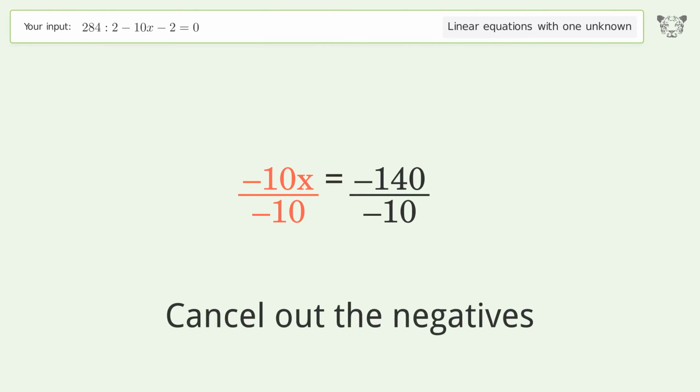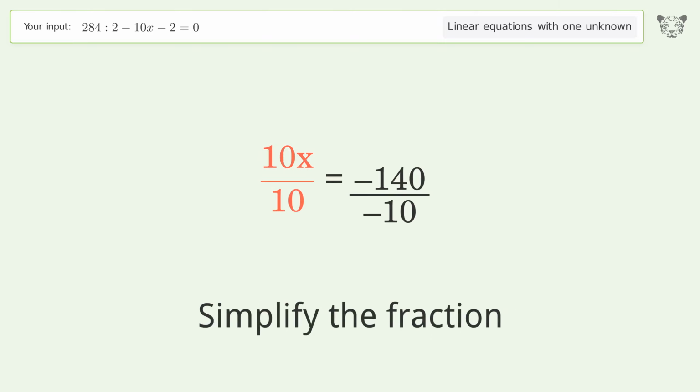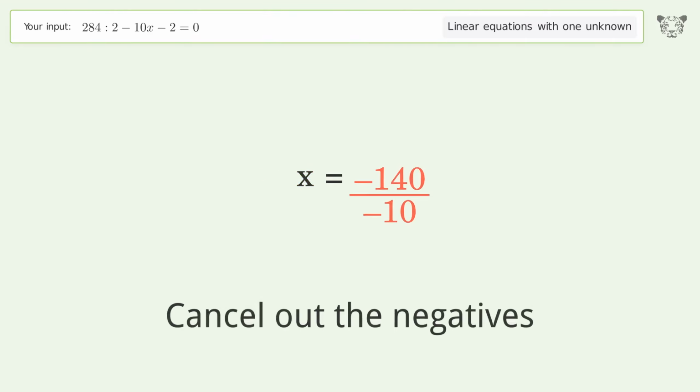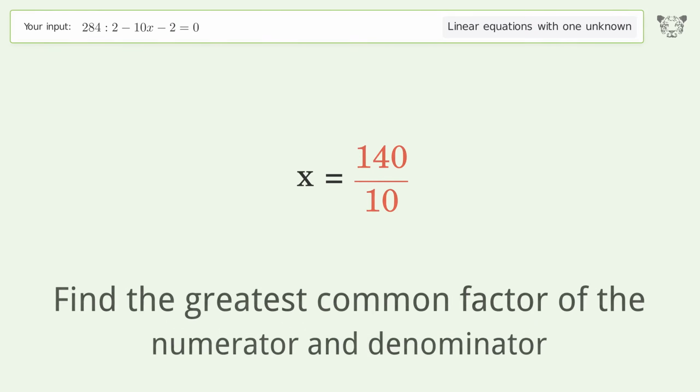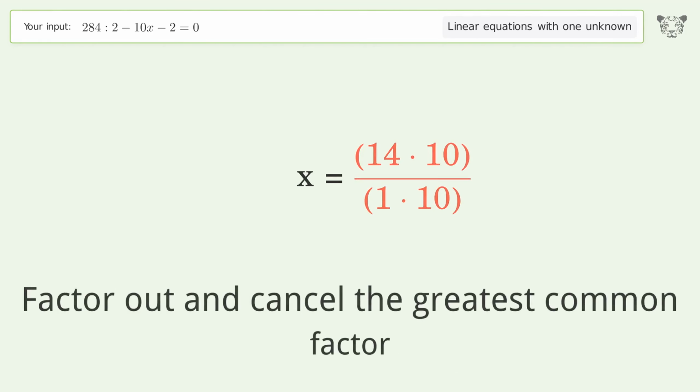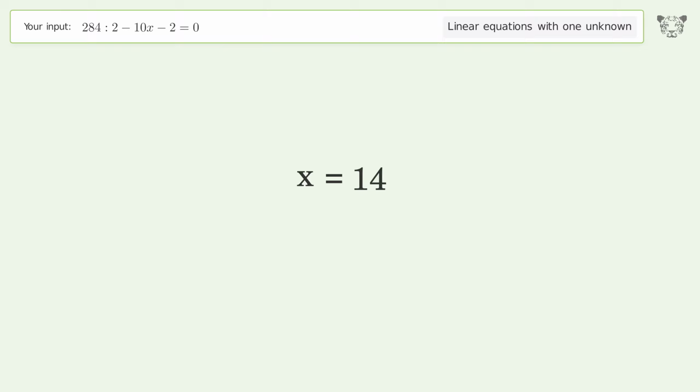Cancel out the negatives. Simplify the fraction. Cancel out the negatives. Find the greatest common factor of the numerator and denominator. Factor out and cancel the greatest common factor. And so the final result is x equals 14.